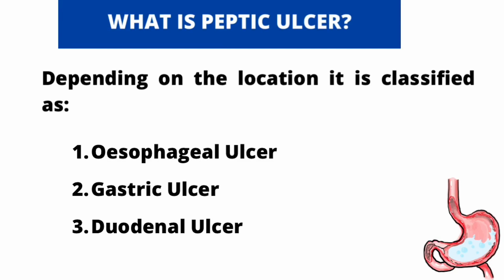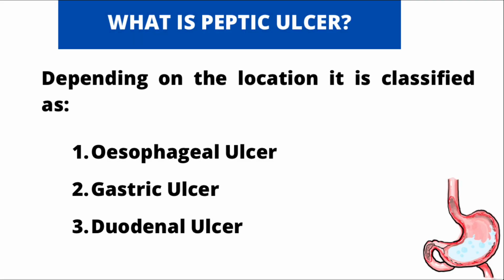Peptic ulcer is classified based on the location. If it's at the esophagus, it is esophageal ulcer. If it's the stomach, it is gastric ulcer. If it's the duodenum, which is the first part of the small intestine, it is a duodenal ulcer.